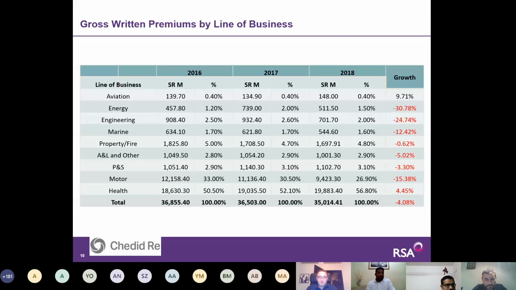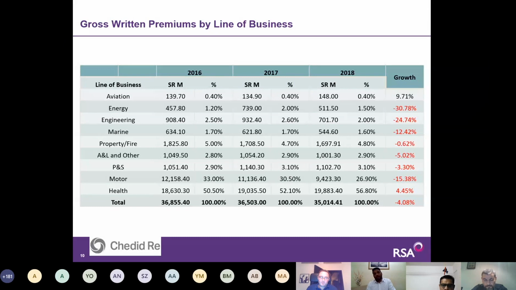Next, the property and fire, which is almost 1.8 billion, which is 5% of the gross written premium in 2016, and 1.7 billion in 2017, which was 4.7% of the gross written premium, and which reduces to 1.69 billion, which is 4.8% again of the written premium in 2018. And as you can see, there is a negative growth as well of 0.62%.